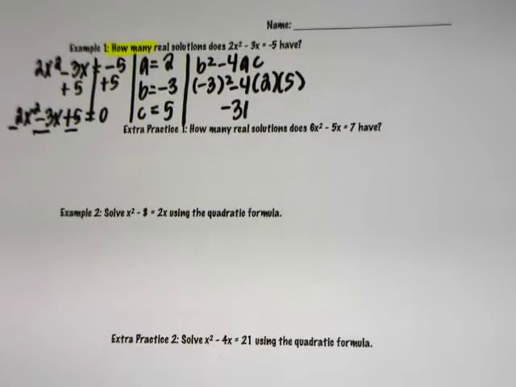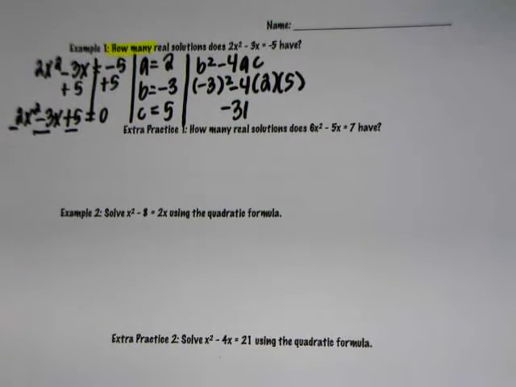So take a minute and practice plugging it in really quick in your calculator. Put it in and make sure you get negative 31, so that if there's an issue with how you're putting it in, we can deal with it right now.